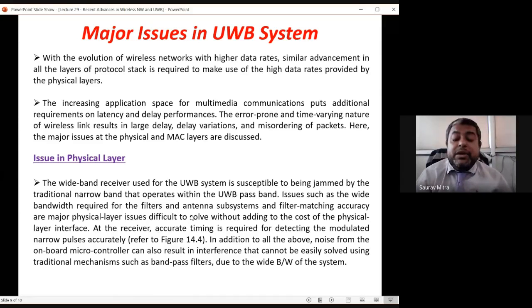Second issue is we have to install some new hardware in the case of an ultra wideband system. Third, the timing accuracy of an ultra wideband system has to be very high, because we are dealing with very small time signals of 0.95 nanosecond or something. And fourth problem is the noise from the onboard microcontroller. It gets mixed with the ultra wideband signal, and they fall in the same bandwidth. Hence, filtering out ultra wideband signals from the noise signal might be a little difficult.